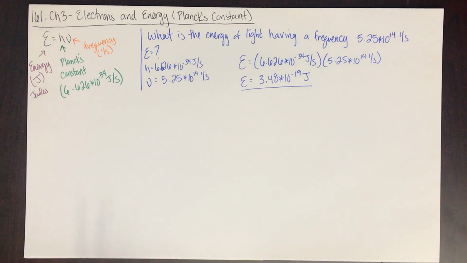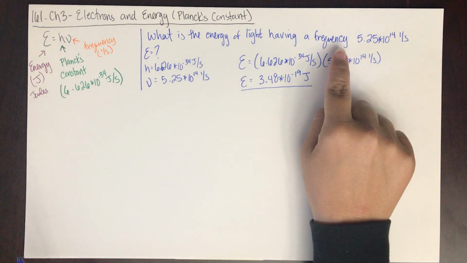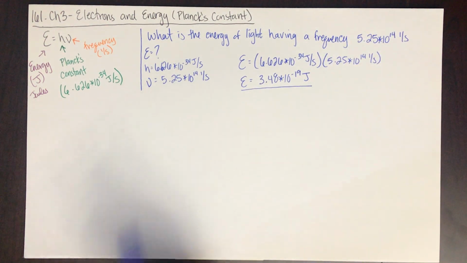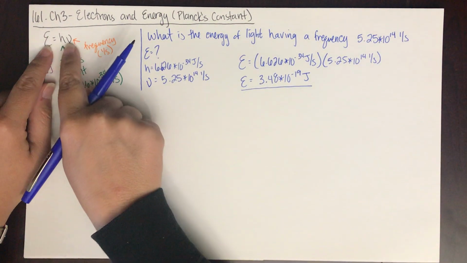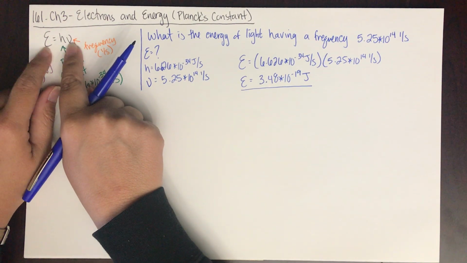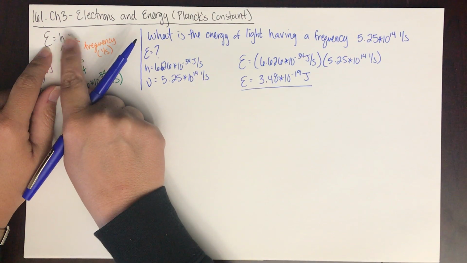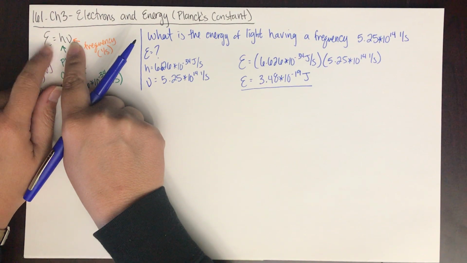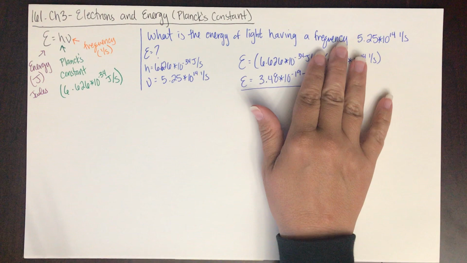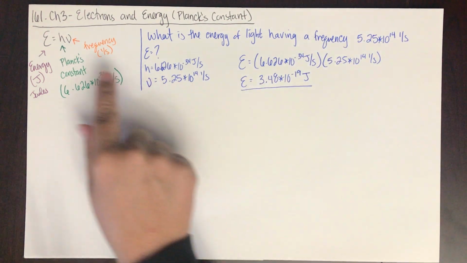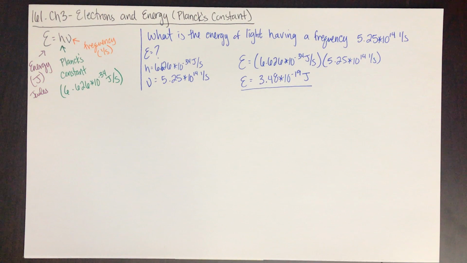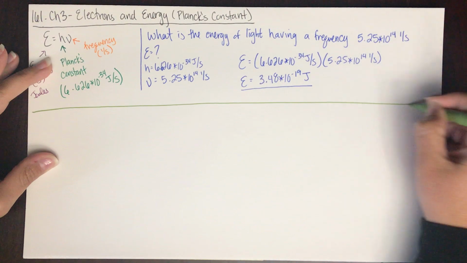So another way that you might see these problems worded is it might say, what is the energy of light that has a wavelength of a certain amount? Well, there's no way to go directly from wavelength to energy, but what we are going to do is we'll use the relationship between frequency and speed of light to solve for frequency if we're given wavelength, and then plug that in to solve for energy. So if you're given frequency, you can always solve for energy using this equation directly. If you're given wavelength instead of frequency, you just have to do one more step.